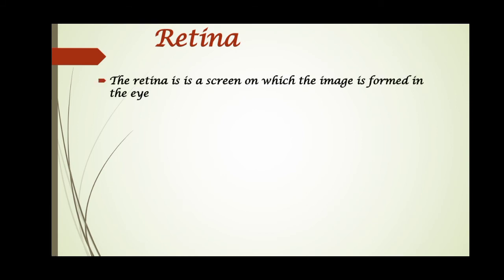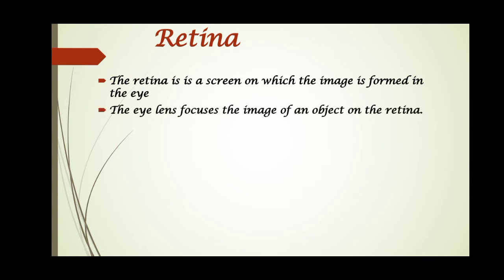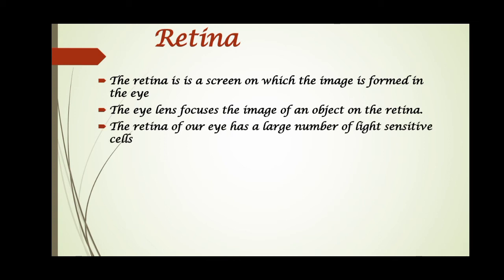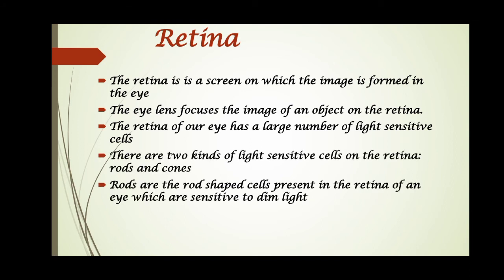Retina. The retina is a screen on which the image is formed in the back of the eye. The eye lens focuses the image of an object on the retina. The retina of our eye has a large number of light-sensitive cells. There are two kinds of light-sensitive cells on the retina, rods and cones.